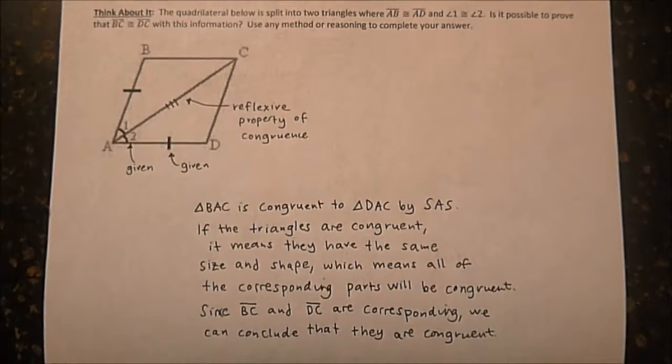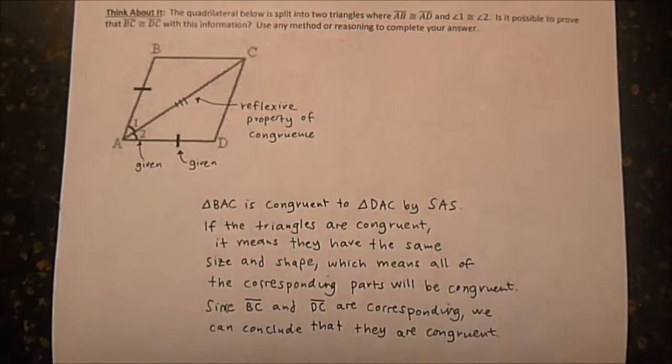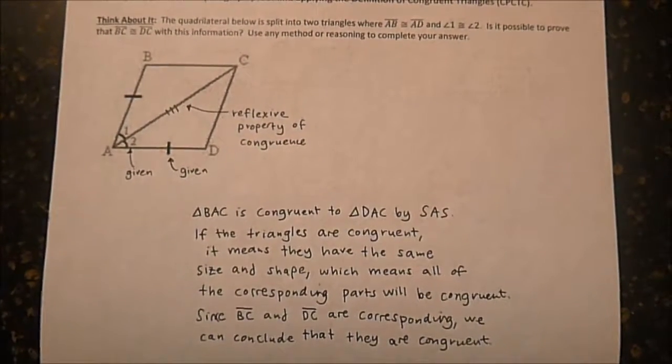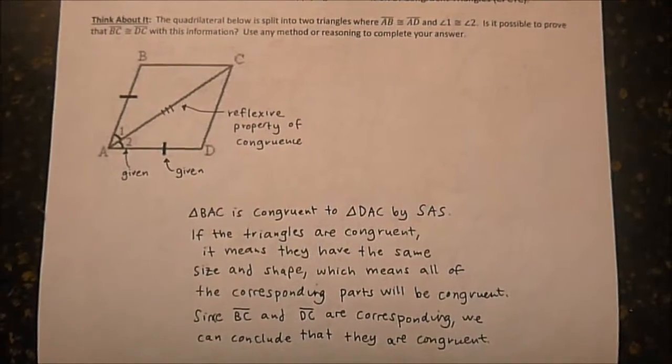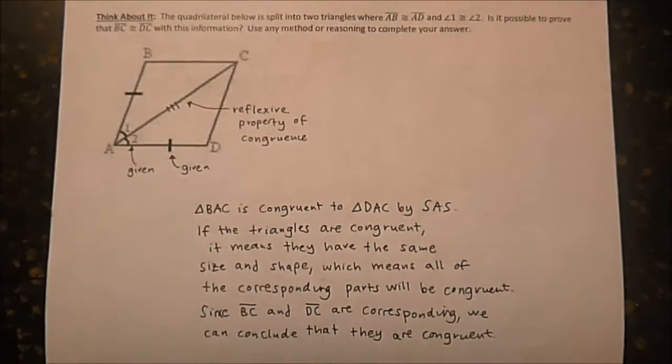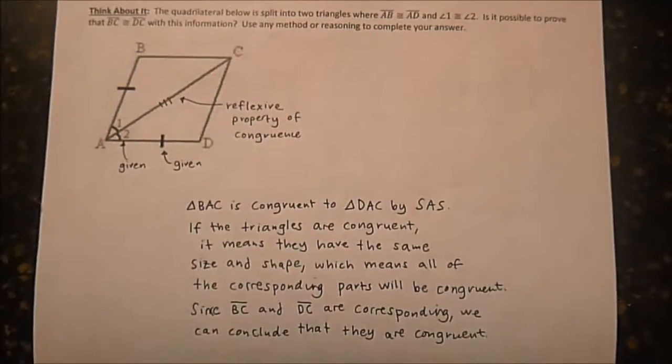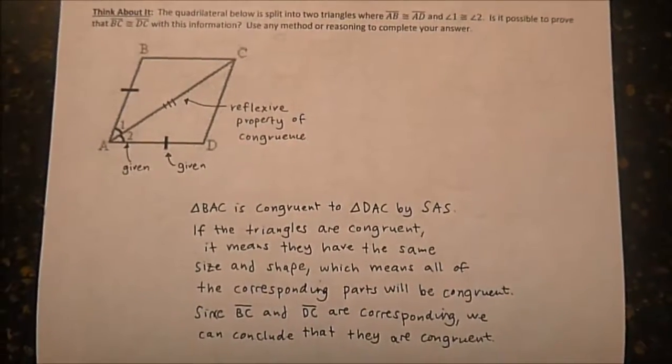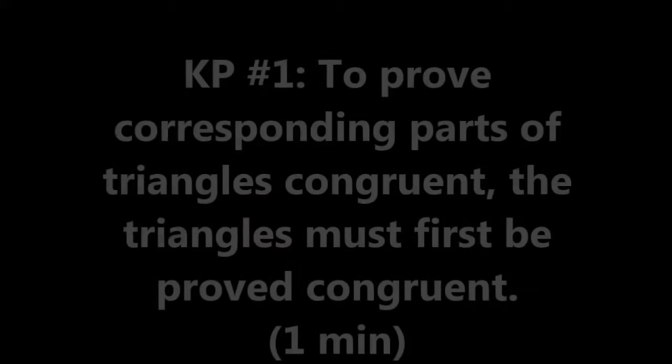So this leads us to our first key point of today, which is that if we need to find out whether corresponding parts of triangles are congruent to one another, we first need to show that the triangles are congruent, and then we can show that the corresponding parts are congruent.